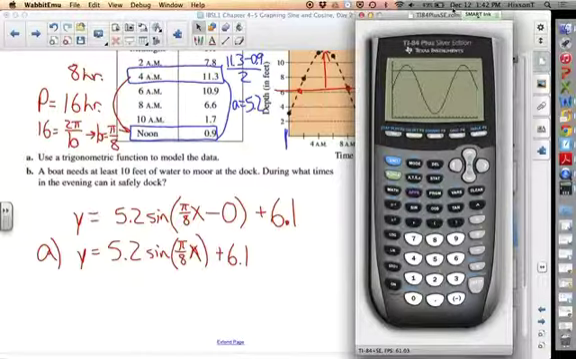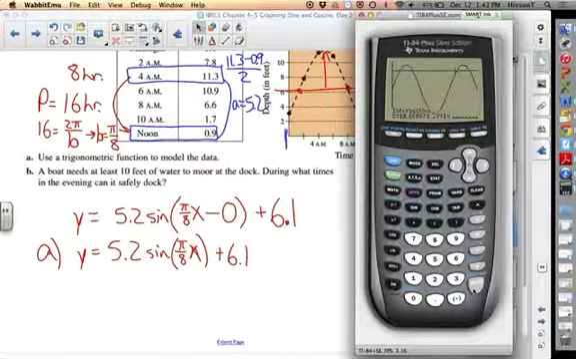So how do we find this? Intersect, okay? Remember doing intersections? We're going to do second, calculate, intersection. That's number 5. Our first curve is the sine curve. Our second curve will be the 10. Then we scroll over close to the intersection point and hit enter. And we get 18.159.